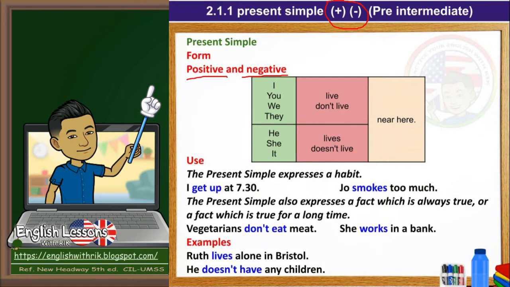Use. The present simple expresses a habit. I get up at 7:30. Joe smokes too much.